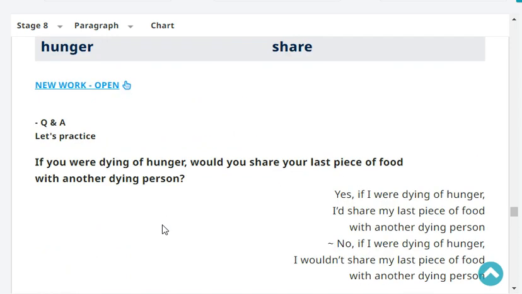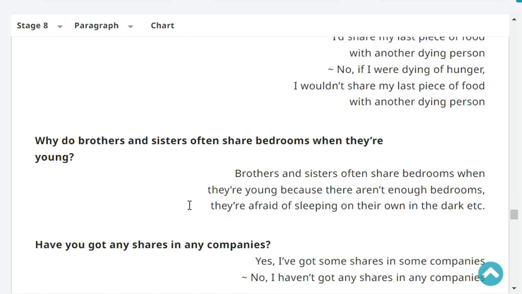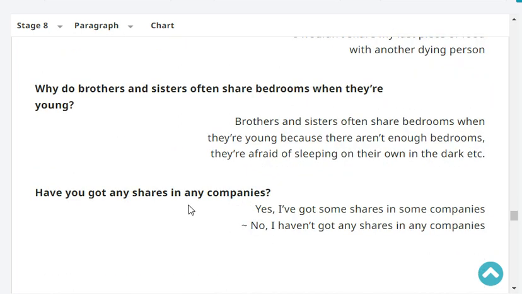If you were dying of hunger, would you share your last piece of food with another dying person? Yes or no? No. If I were dying of hunger, I wouldn't share my last piece of food with another dying person.